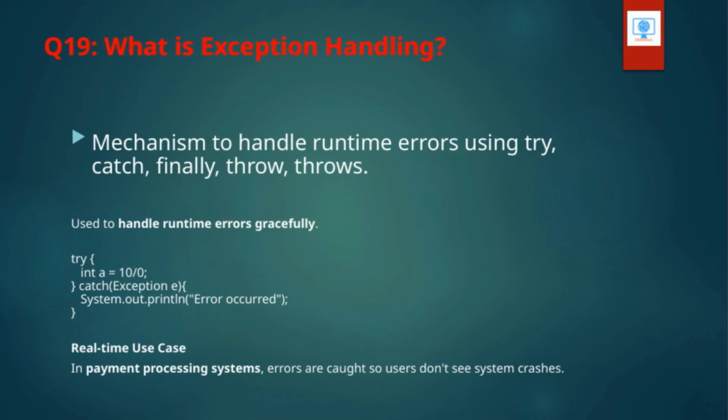The finally block, if used, runs regardless of whether an exception was thrown or not, making it perfect for cleanup activities. Throw is used to manually generate exceptions when needed, and throws declares exceptions that a method might throw, so calling code can handle them properly. A practical example is in payment processing systems, where catching errors ensures users don't see system crashes, maintaining a smooth user experience. Essentially, exception handling helps us build robust applications that can recover from errors without breaking down. It's a fundamental concept that ties into creating resilient, user-friendly software.